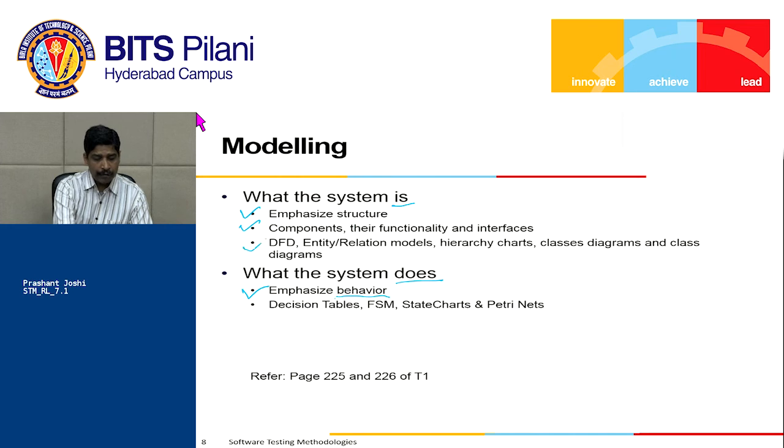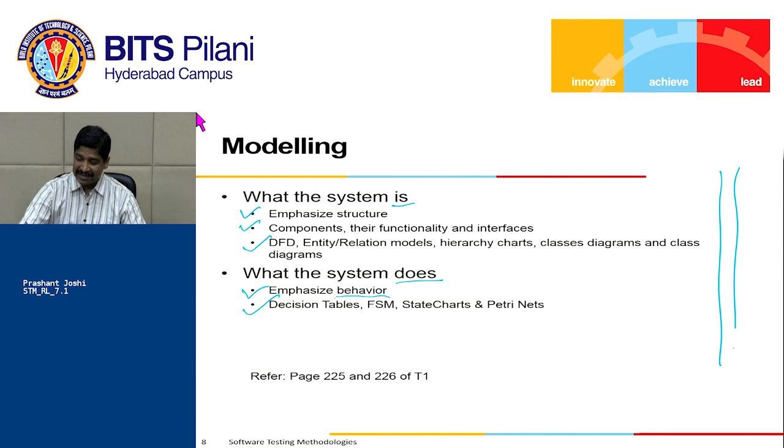We have got a lot of other ways of representing it. Data flow diagrams, class diagrams, hierarchy charts, entity relationship models. In this case, it is decision tables, finite state machines, state charts, Petri nets. That is how we would define it. So this becomes the system model. What the system is and what the system does.